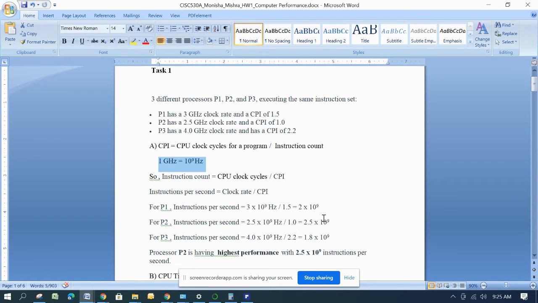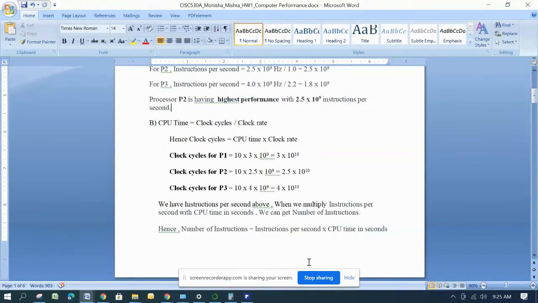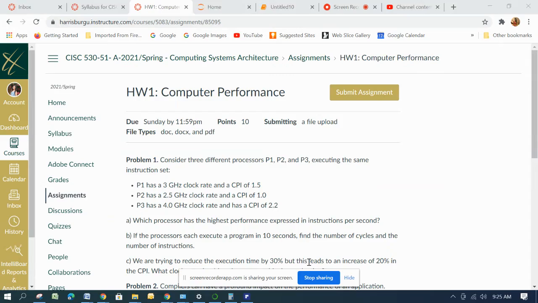Based on the above calculation, you can see that for processor 2, the instructions per second come to 2.5 into 10 to the power 9. That means processor 2 has the highest value, which means the highest performance. Now for the second question.